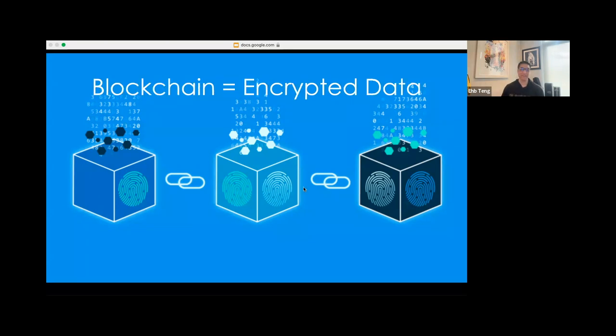But essentially, how does a blockchain work? It's basically a chain of blocks of data chained together, and it's all encrypted data.